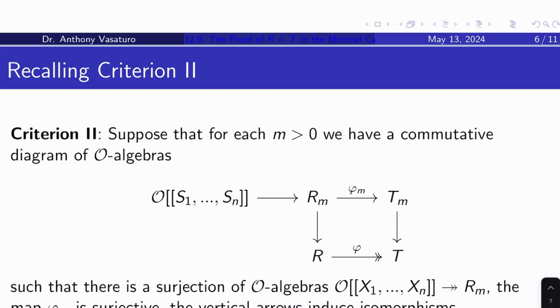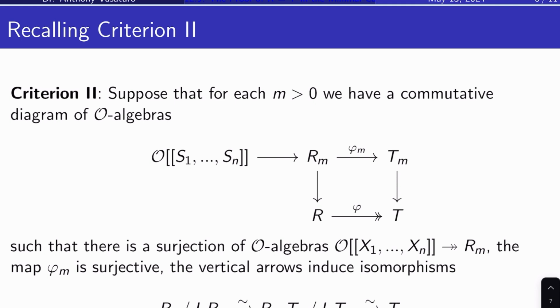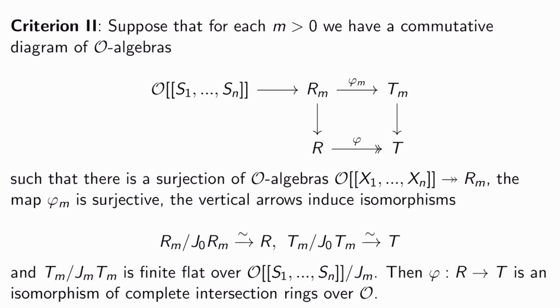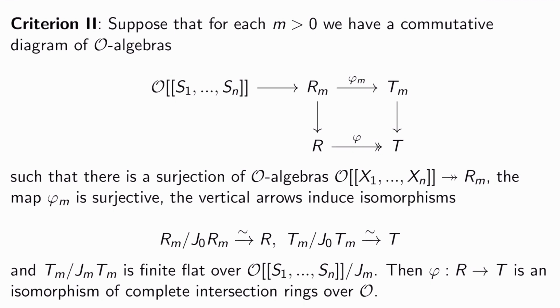We're also going to need a criterion for isomorphisms of complete intersections that we covered a couple of chapters ago. We'll call it criterion 2. It says the following. Suppose that for each positive integer m, we have a commutative diagram of O algebras as follows. So O double bracket S1 through Sn should map to, let's call it R m, should map to T m via a map phi sub m, and then R m should map to R from R equals T, and T m should map to T from R equals T, and then we have our R equals T surjection phi going from R to T.